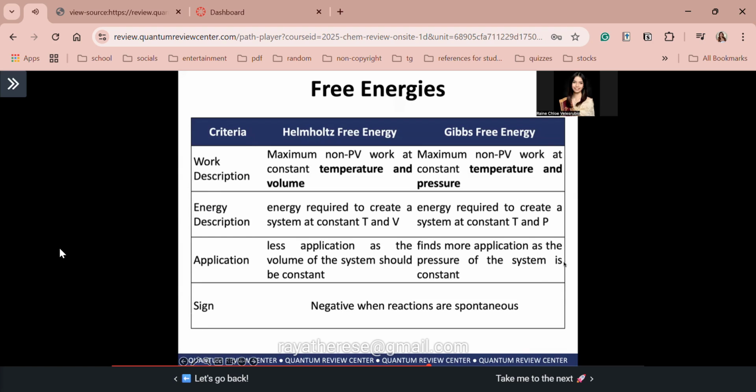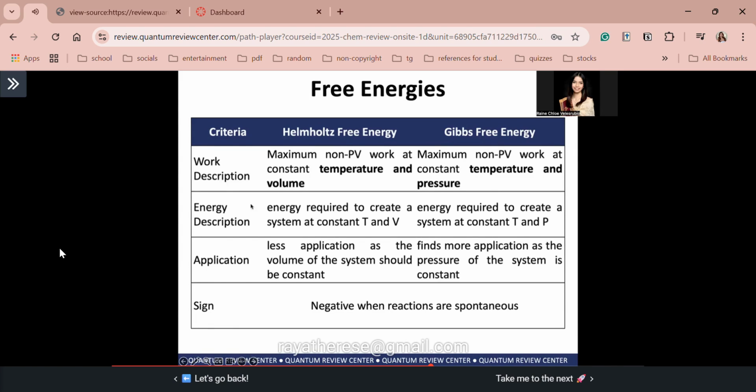Let's compare them, okay? So Helmholtz free energy, we define it as the maximum non-pressure volume work at constant temperature and volume. Gibbs free energy naman, it is the maximum non-pressure volume work at constant temperature and pressure, okay? And it is the Helmholtz free energy, it is the energy required to create a system, again, at constant T and V. Gibbs free naman, energy required to create a system at constant T and P.